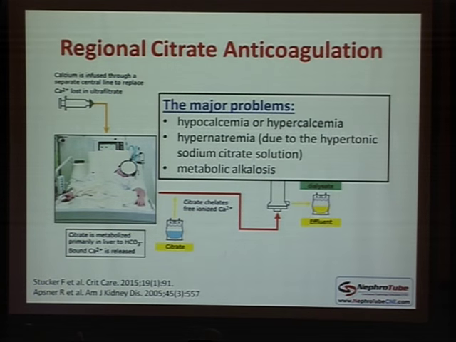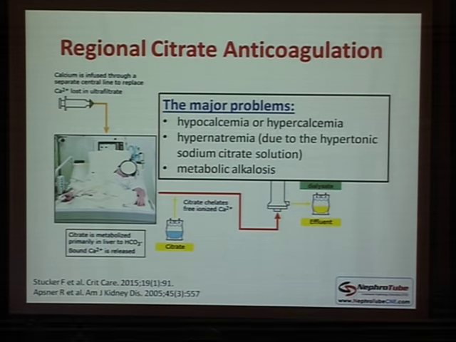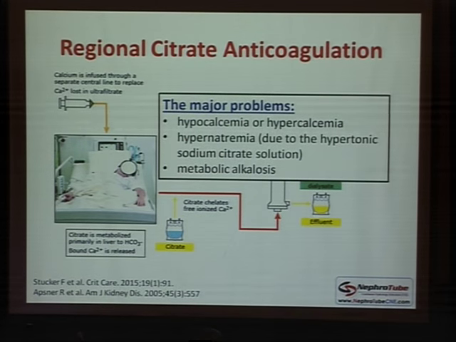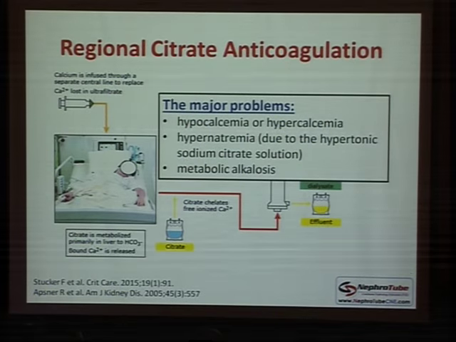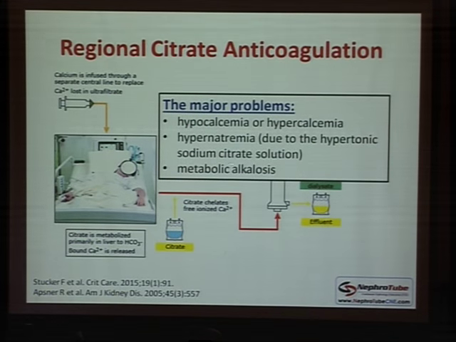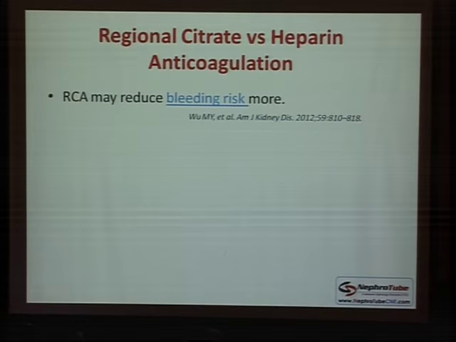What are the major problems in regional citrate anticoagulation? Hypocalcemia or hypercalcemia, if the replacement is less or more than what I need. Hypernatremia, because the citrate is in the form of hypertonic sodium citrate. And metabolic alkalosis, as we said, because citrate is metabolized to bicarbonate.